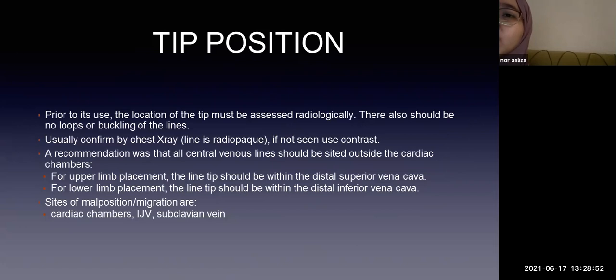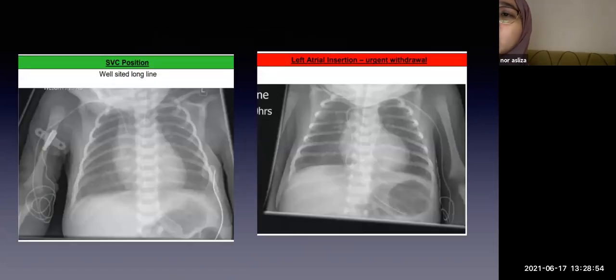Okay, next slide. These are the examples. On the left side is a well-sited long line at the distal superior vena cava, and on the right side, there is insertion into the right atrium.